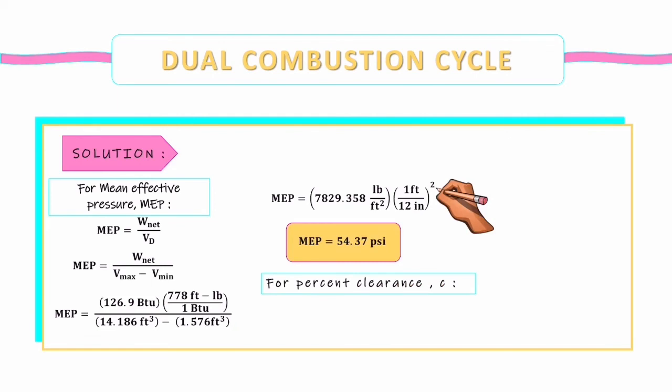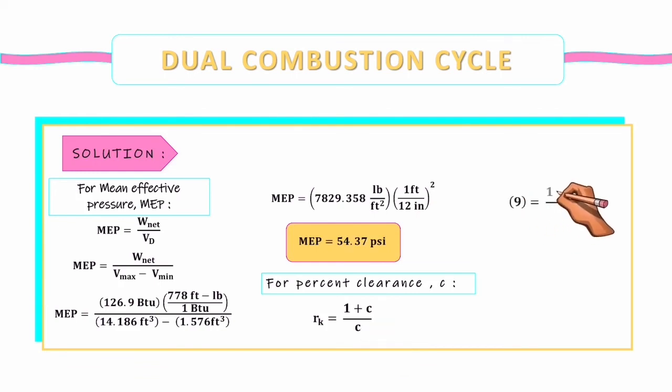And last, for percent clearance or C. To solve for the value of percent clearance, we can use the formula of compression ratio in relation with percent clearance, which is Rk is equals to 1 plus C over C. Substituting the value of compression ratio, 9 is equals to 1 plus C over C. Therefore, percent clearance is equals to 0.125 or 12.5%.